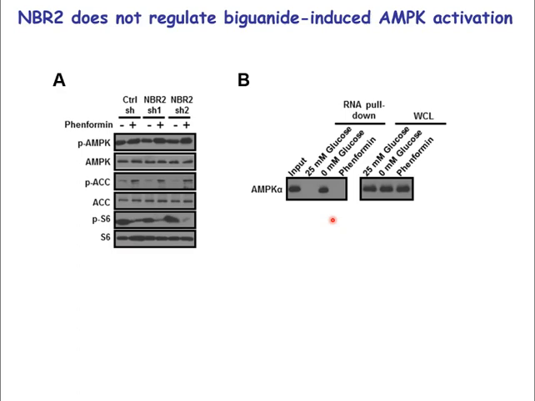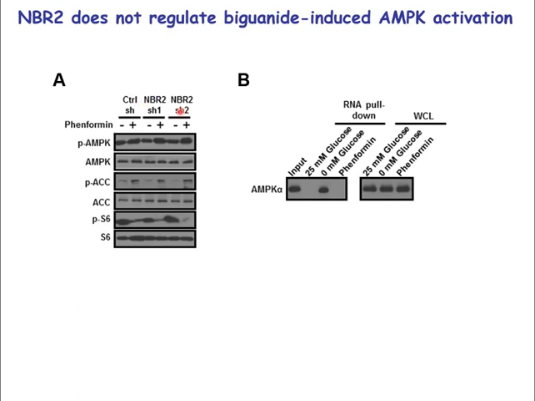Let me first show you why this is the case. This is because we eventually found that phenformin treatment does not affect MBR2 interaction with AMPK. I showed earlier that glucose starvation can promote the interaction between MBR2 and AMPK, but phenformin somehow does not affect this interaction. That explains why we don't see any effect on phenformin-induced AMPK activation in those MBR2 knockdown cells.